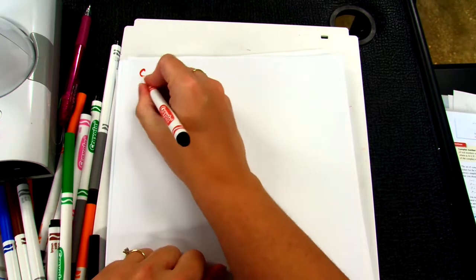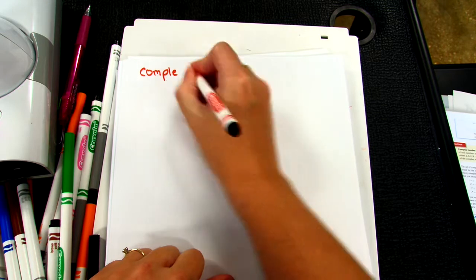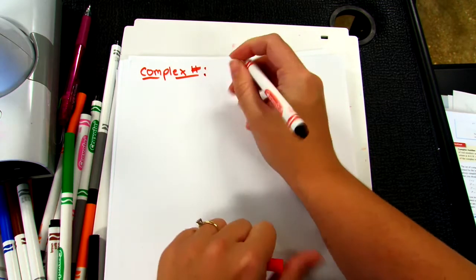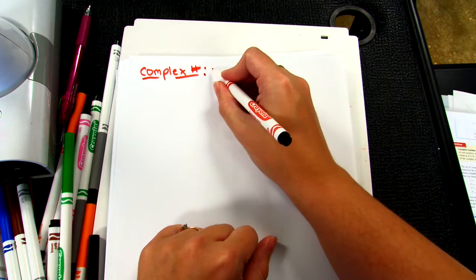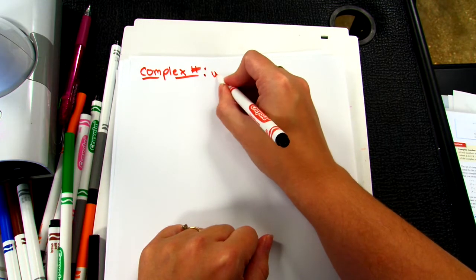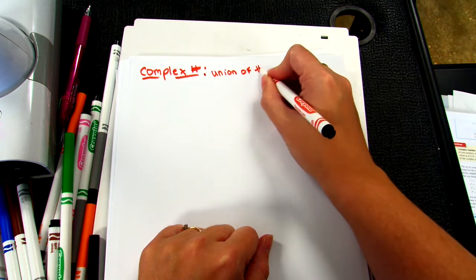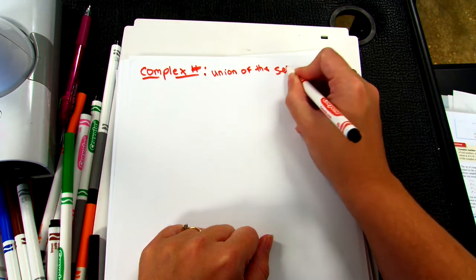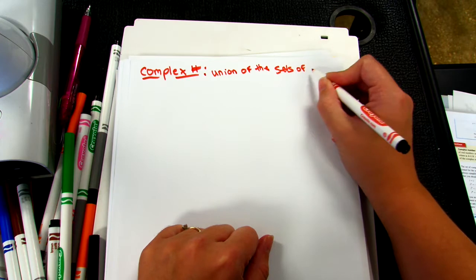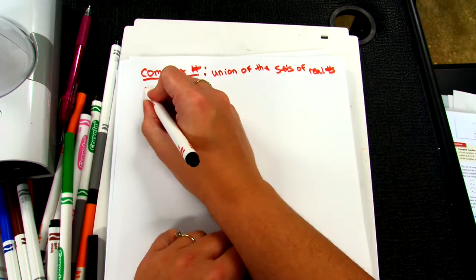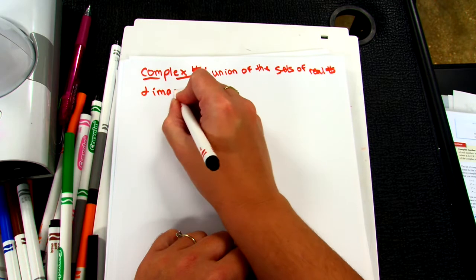A complex number is the union of the sets of real numbers and imaginary numbers.